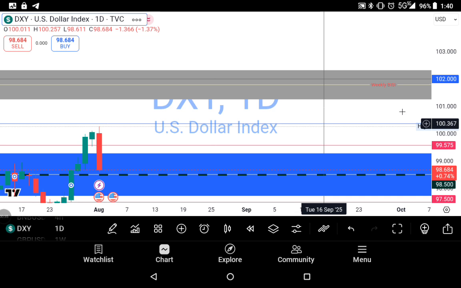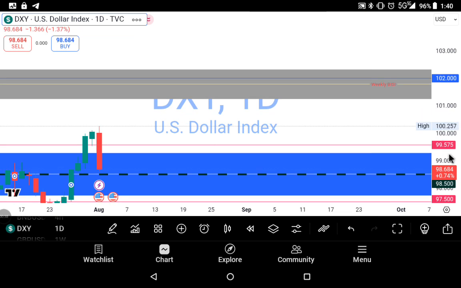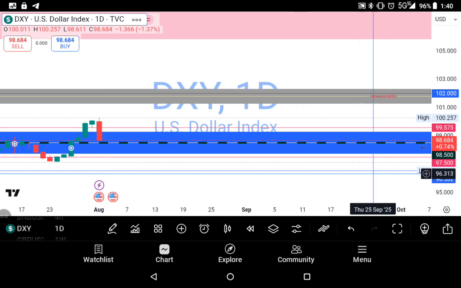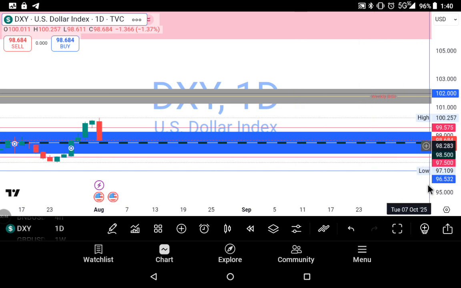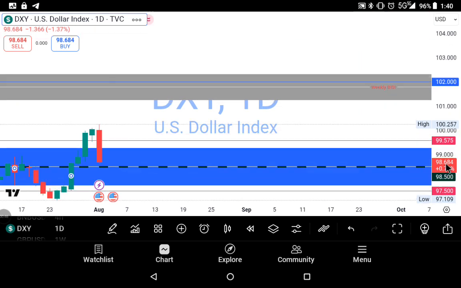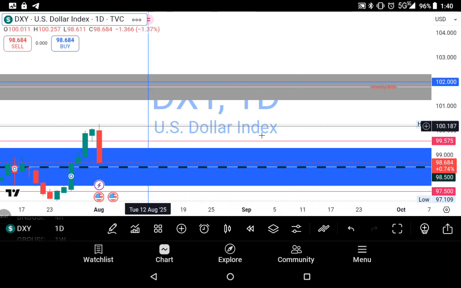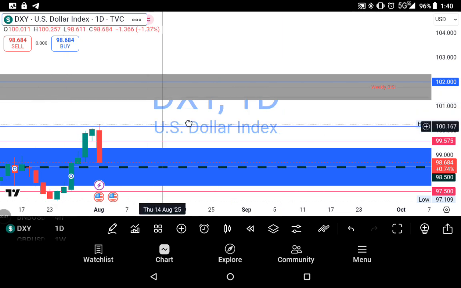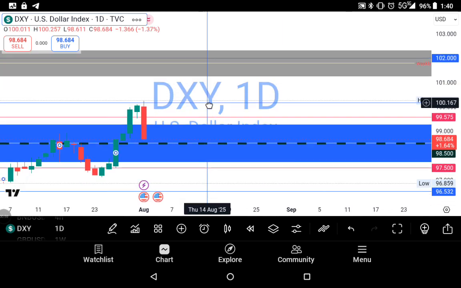On the dollar index, we've been watching the level 99.575 for a while, and the level 99.575 has been taken, and we've seen the level 100 being attacked as well. So how will I be watching the market the coming week?